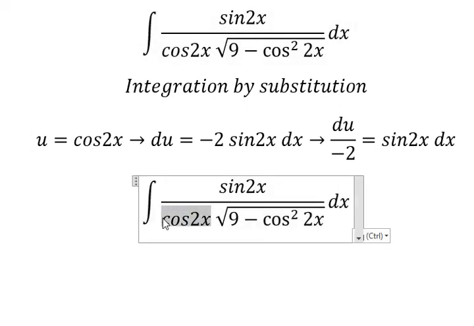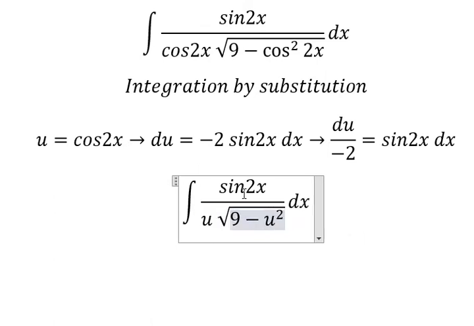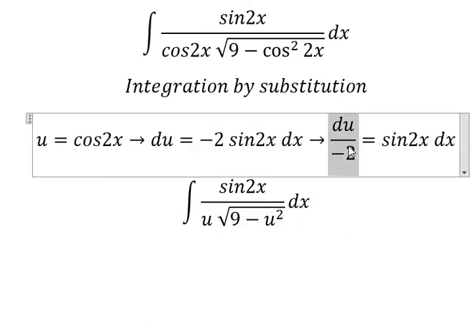This one we change by u. This one we change by u. Sine 2x dx we change by this one.